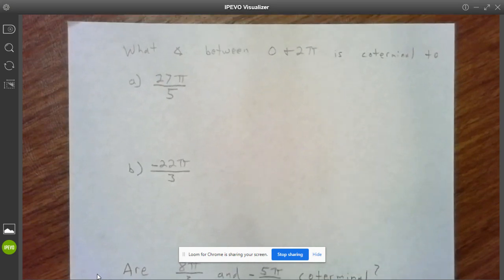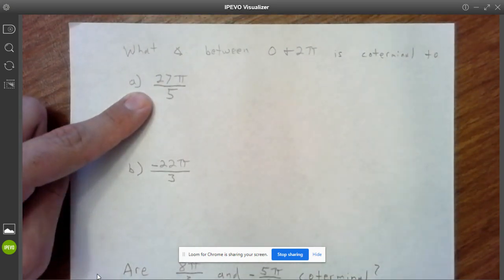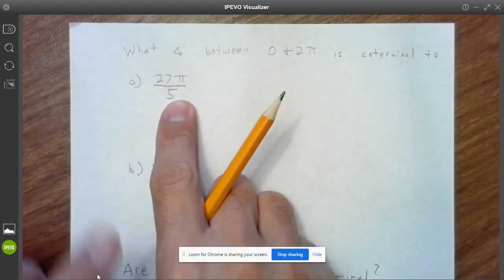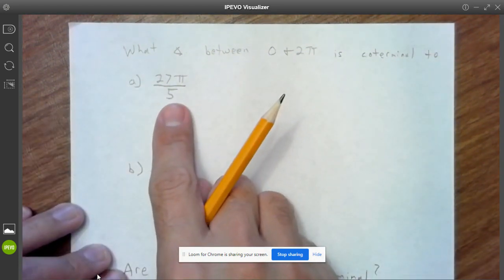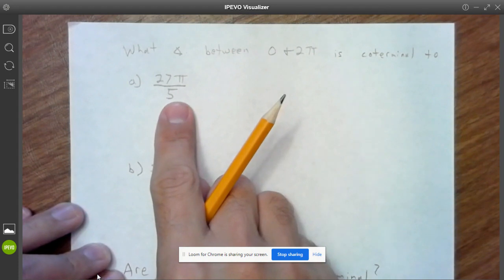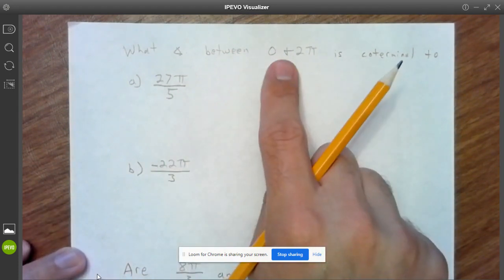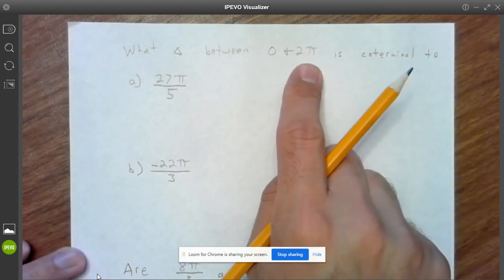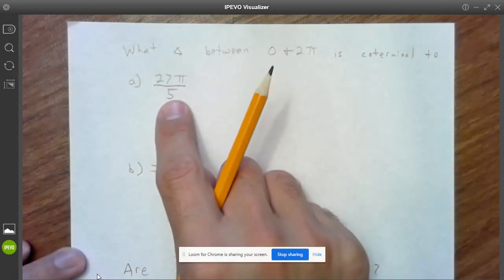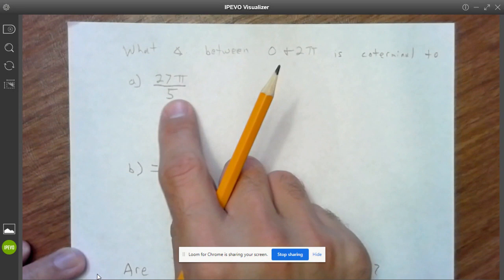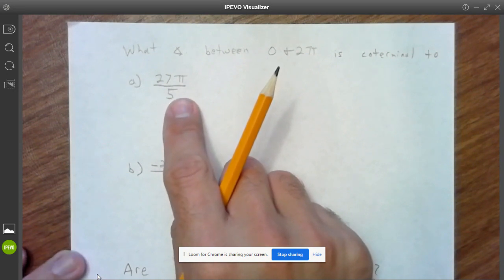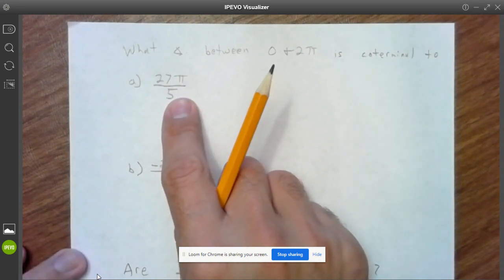So still talking about coterminal angles. This time we're dealing with radians instead. Unfortunately, you kind of have to do these by hand. Not really a good way of doing it with the calculator. So we're still looking for something between 0 and 2 pi that matches this, but we're going to be subtracting 2 pi until we get there instead of subtracting 360.